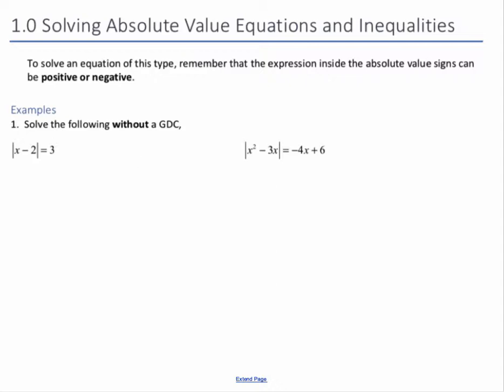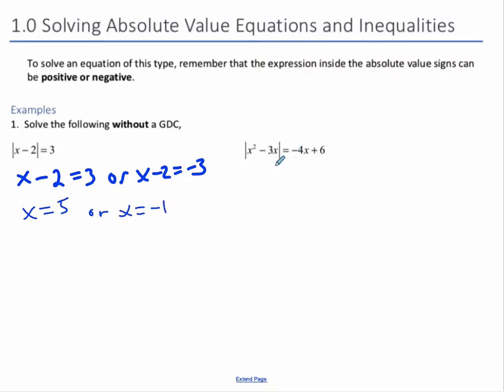Okay, so in this first example, we have an absolute value equation, and of course we know the absolute value of negative 3 is positive 3, and the absolute value of 3 is also 3. So we just separate this into two equations: x minus 2 equals 3, or x minus 2 equals negative 3. We solve each of those, so we have x equals 5 or x equals negative 1.